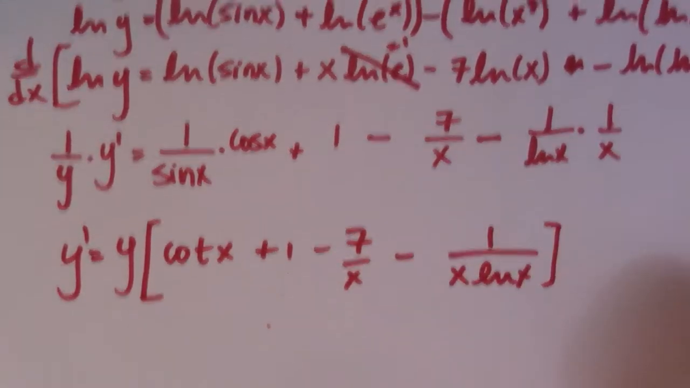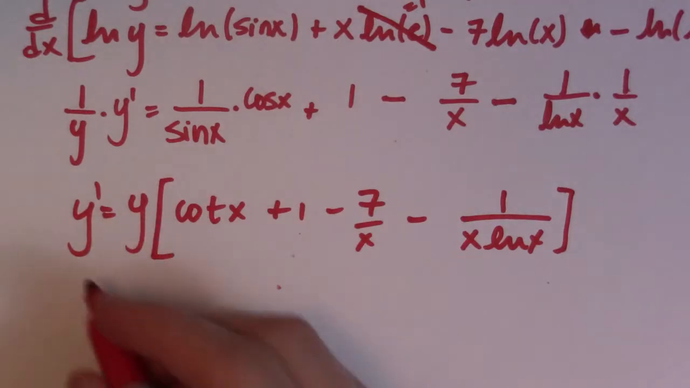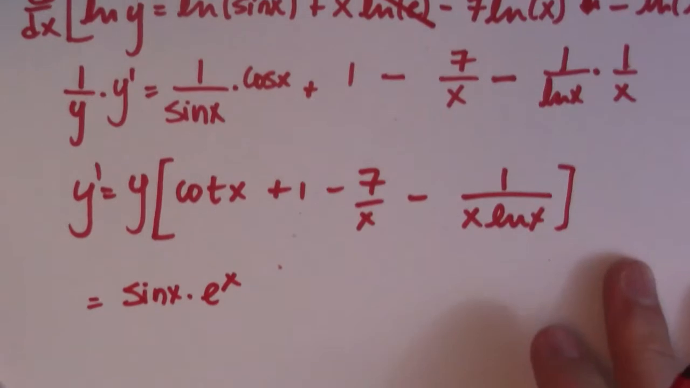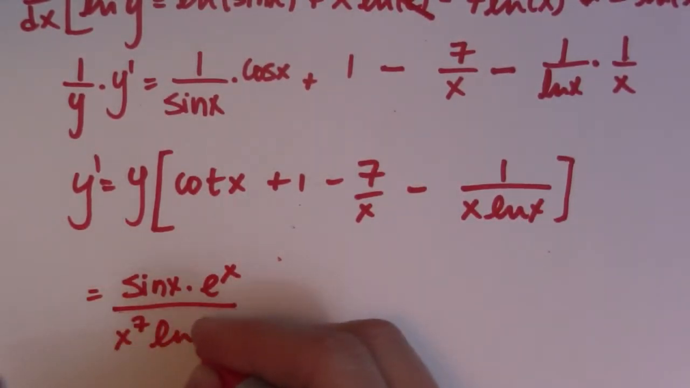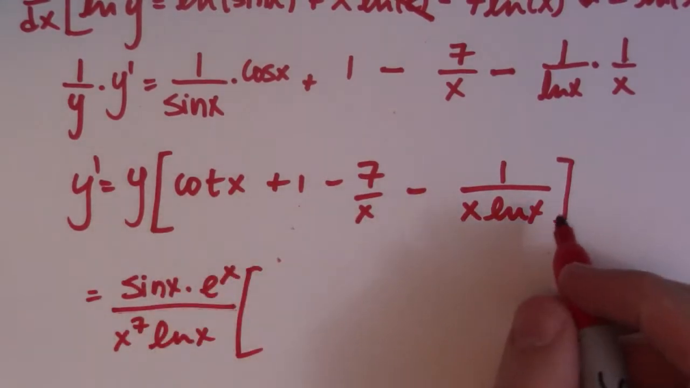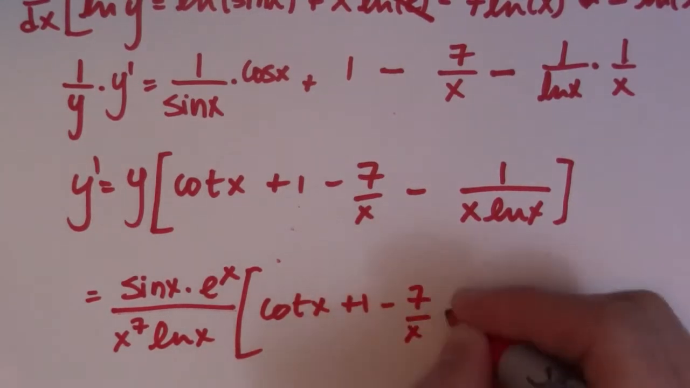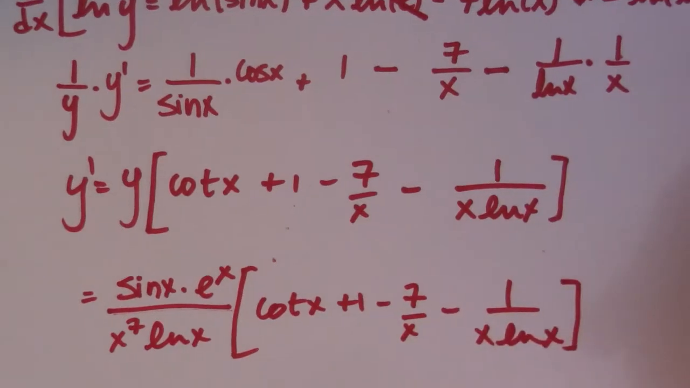And then all I do is probably the most annoying part. I rewrite this guy down in front of where my y is. So I have sin x times e to the x all over x to the 7 ln x, and then I just rewrite what's in the brackets here: cot x plus 1 minus 7 over x minus 1 over x ln x. And there it is, guys. That is it. That is another example of logarithmic differentiation.